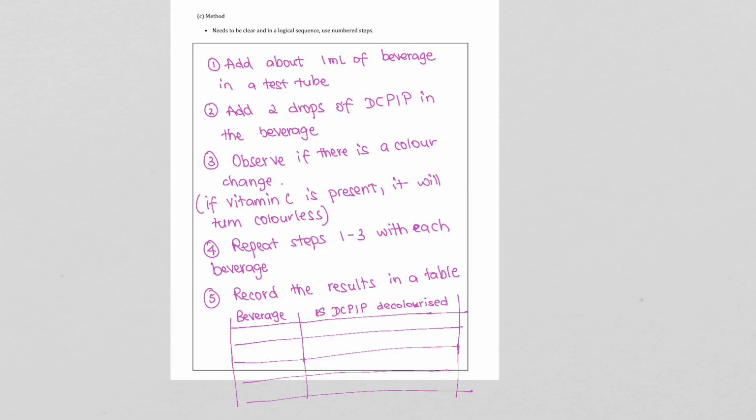You see, I have not said take 4 test tubes, in each of them add milk, add grass jelly drink, etc. I explained for 1. So instead of saying 1 ml of beverage, you could say 1 ml of milk. Here, specific. I'm doing for 1. And then I say repeat with each beverage, and then you can name the beverages here. So you do for 1, and then you say repeat the steps with each beverage.